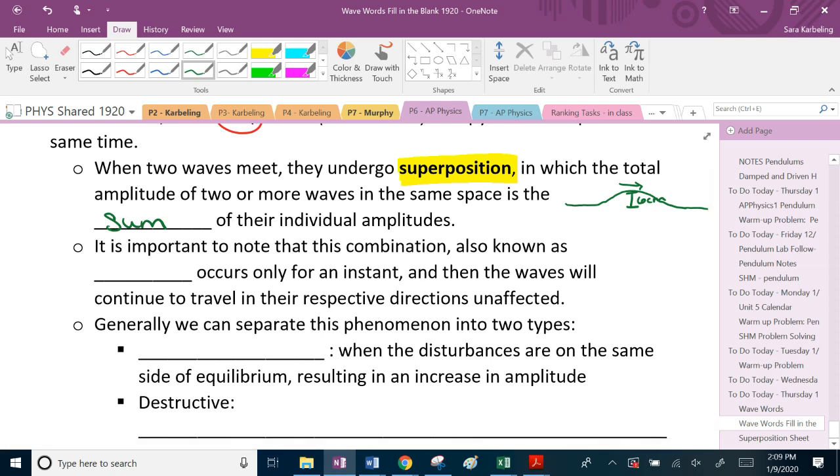It is important to note that the combination, also known as interference, only occurs for an instant, and then the waves continue to travel. That's a big deal. If Morgan and I both decided to send information to each other, and I wrote a little note on a piece of paper, and she wrote a little note on a piece of paper, and we both had good aim and threw them, they might bounce off of each other. And so then neither of us would get any information.